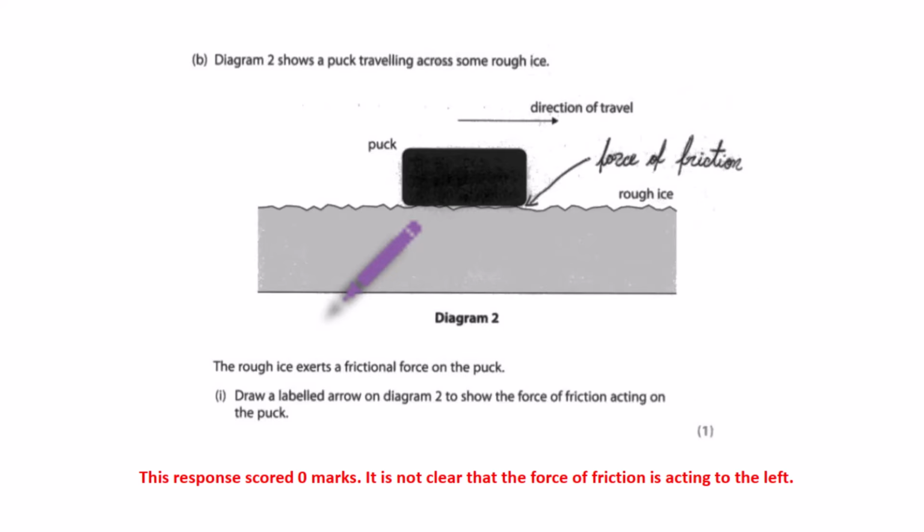the left. They have just marked that a force of friction is acting, but this was supposed to show where friction acts, in which direction. We all know friction always acts in the opposite direction to the motion. So the direction of motion is to the right, so friction has to be to the left. You cannot just show where friction is acting. You have to show the direction in which friction is acting.